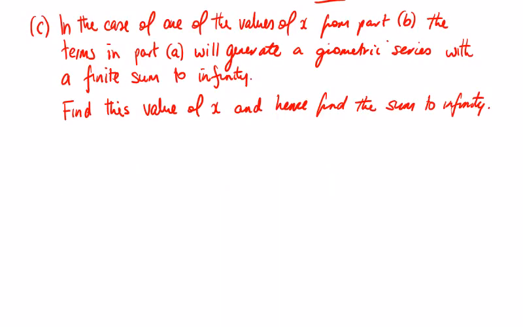Part C of this question asks, in the case of one of the values of x from part B, the terms in part A will generate a geometric series with a finite sum to infinity. Find this value of x and hence find the sum to infinity. Now we know that if there's a limit to what the geometric series will add up to, that's when we call it a sum to infinity. So we've seen this with the fly jumping across the table halfway each time. So we need to have some piece of information from the terms above.